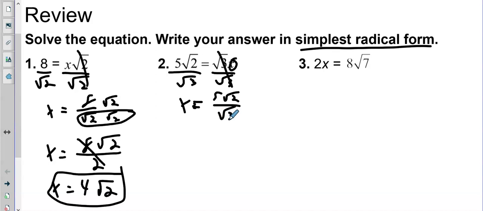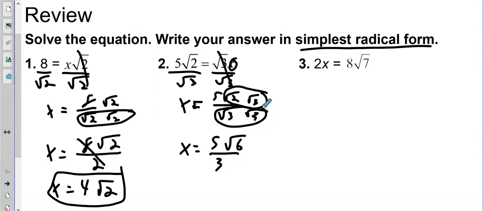Now again, we need to get rid of this radical 3 on the bottom. So we do this. Now you've got to be careful. On the top, we have 5. Radical 2 times radical 3 is radical 6. Just like 2 times 3 is 6, radical 2 times radical 3 is radical 6. And on the bottom, we end up with just 3, because remember, this is the square root of 9. And since 5 and 3 can't simplify, we're finished.